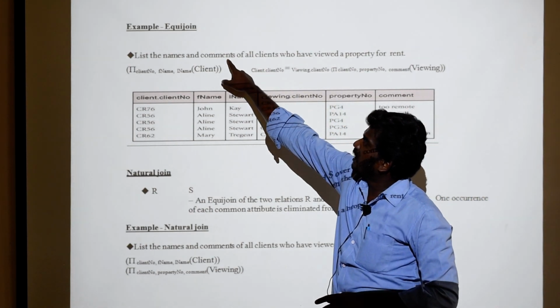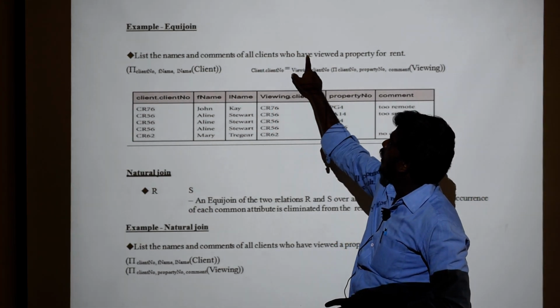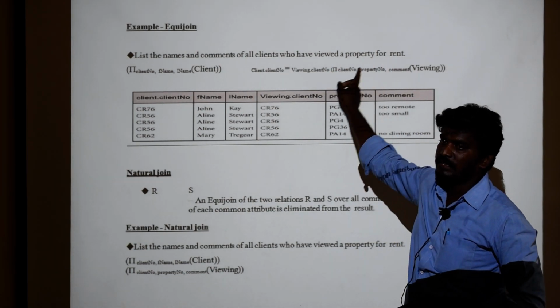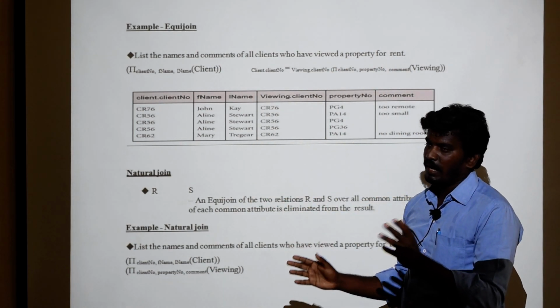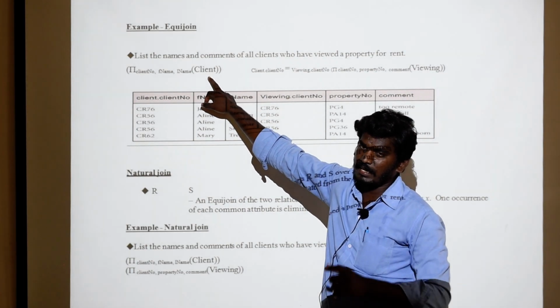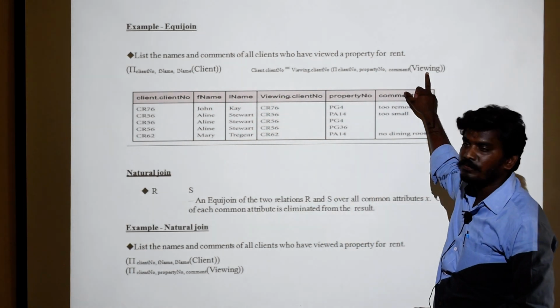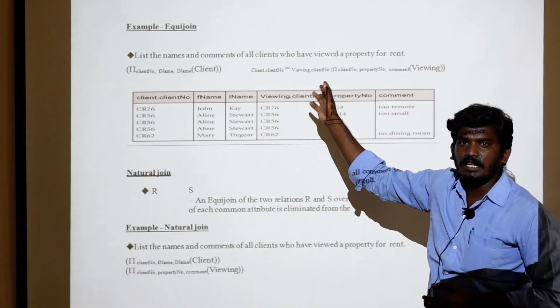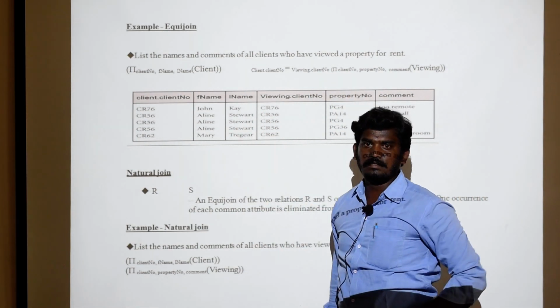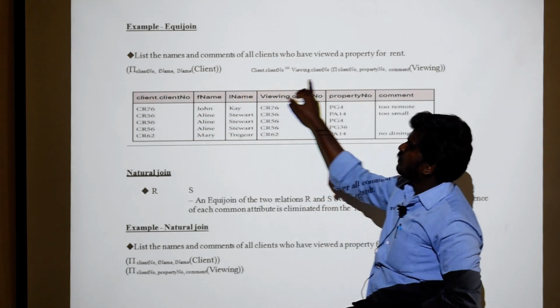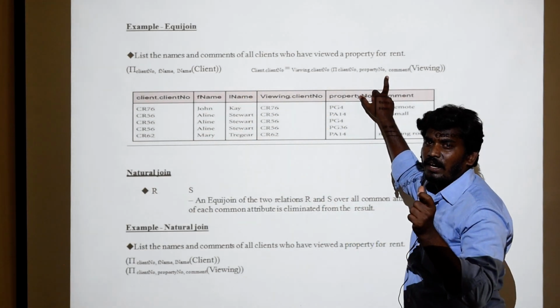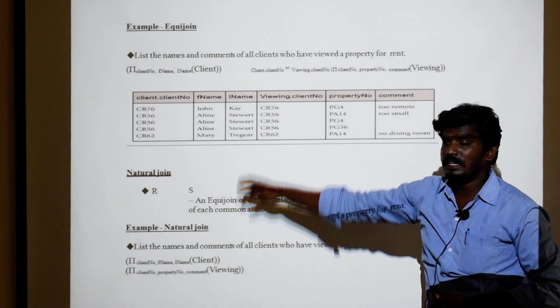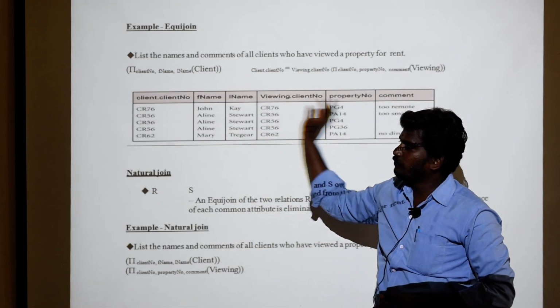So I want the comment itself: all clients who have viewed a property rent. That means two different tables: the client table and the viewing table. Which columns are commonly present in both tables? That is used only for merging. Some equations I followed, with some parenthesis. Some queries are presented, so equally follow some output level.